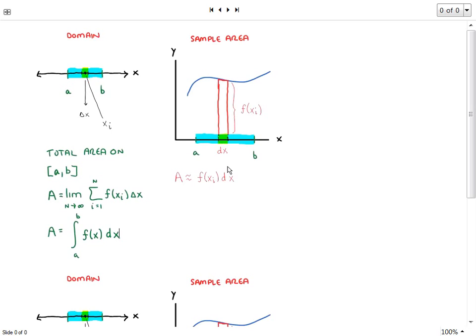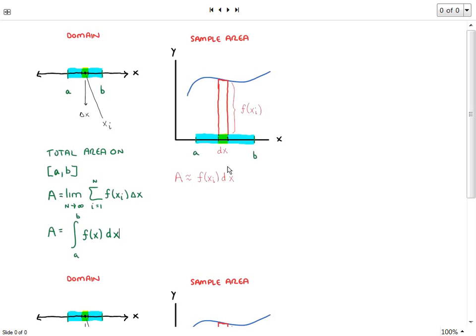And then over here in the picture, here's that same thing. There's our number line, there's our a, b. There's our little width, which we call dx. Delta x was used at first, and then once we let the number of rectangles go to infinity, it becomes dx, the differential, instead of just change in x. So this represents that little change.